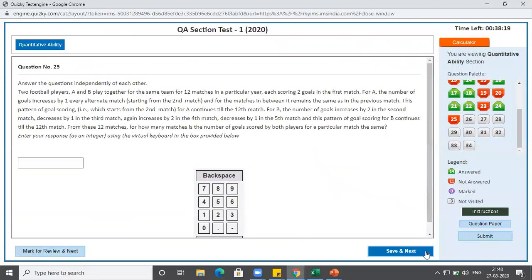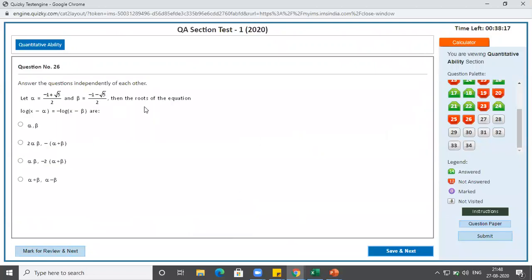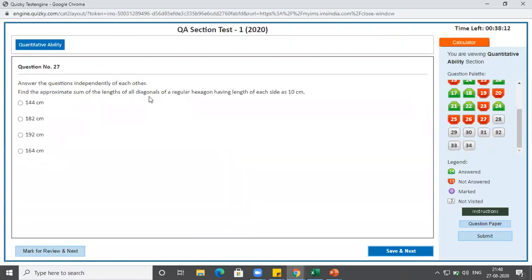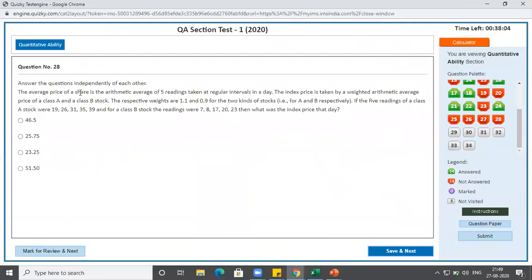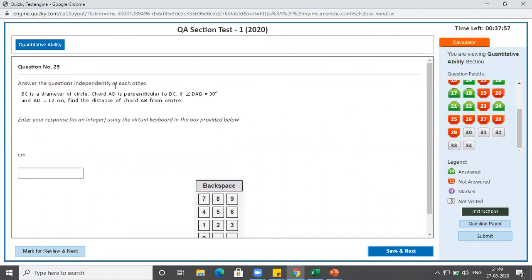Okay, this looks like a long question. Later. The answer, and the equation is the roots of the equation. Okay, there are logs and roots both. Later. And the lengths of the diagonals for a regular hexagon having each side as 10 centimeters. Okay. Later. Average price of a share is arithmetic average. Okay. I'll do it in round 2.